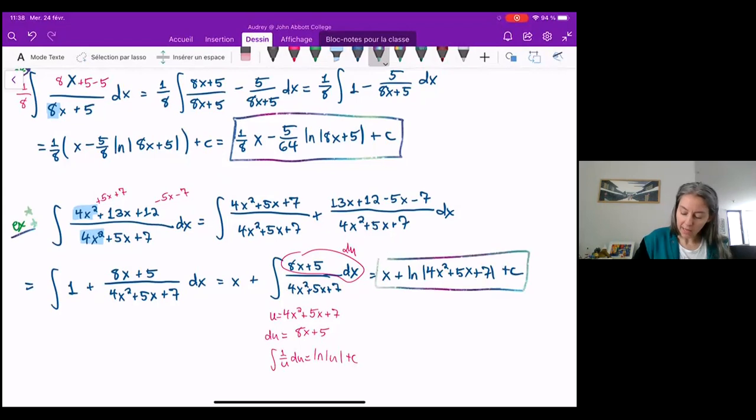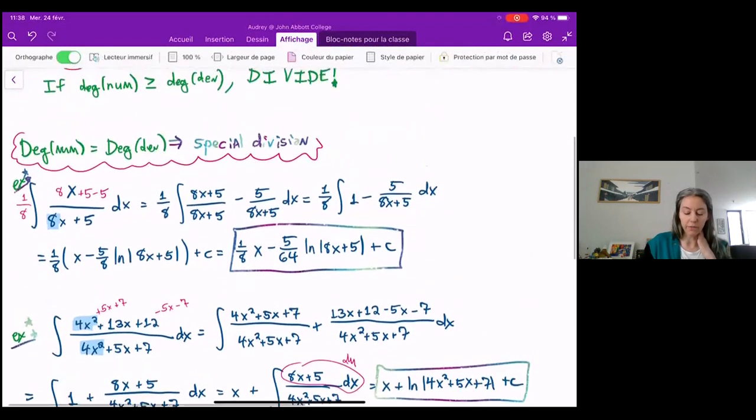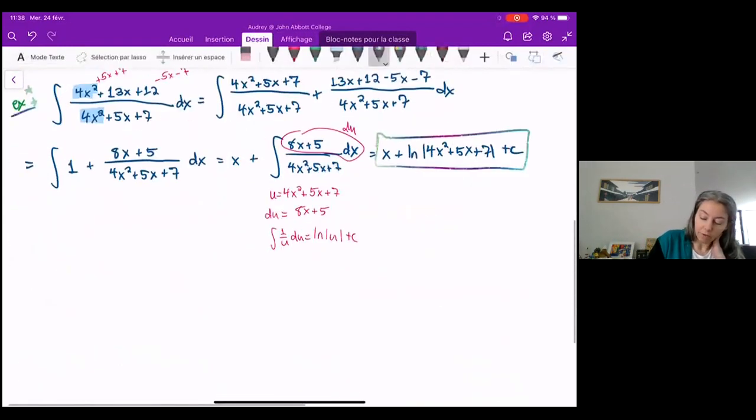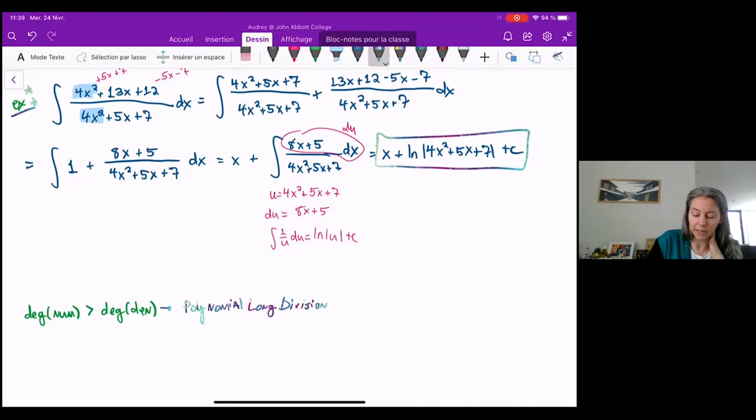Okay, so that is my special division that can be easily used anytime the degree of the numerator is equal to the degree of the denominator. If, however, the degree of the numerator is greater than the degree of the denominator, in this case, we need to do polynomial long division. And I'm just going to do one example of this because in the next topic, we're going to do it a few times.